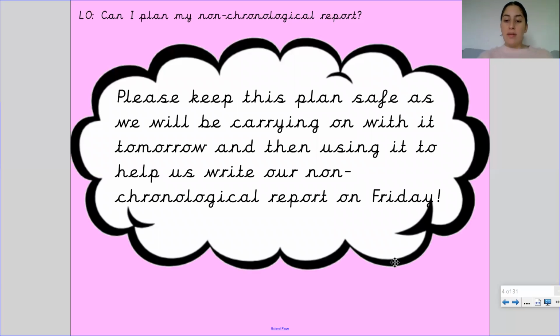It's very, very important that you keep this plan safe. So make sure whichever piece of paper you do this plan on, you keep it, because we're only planning the first section now. Then tomorrow we'll be planning some more, and you will also need this plan for when we write out our non-chronological report on Friday, because you'll be using your plan to then turn it into full sentences and write your report.